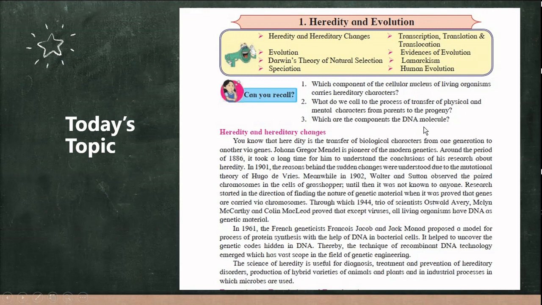What are they? First is phosphoric acid, then a deoxyribose sugar and a nitrogen base. Nitrogen bases are purines and pyrimidines. So phosphoric acid, deoxyribose sugar and nitrogen bases. Why is it deoxyribose sugar?